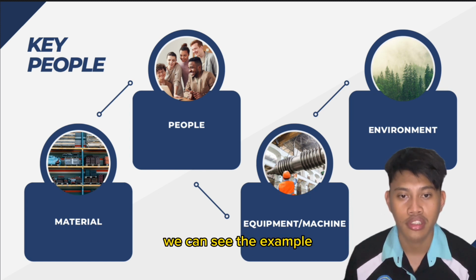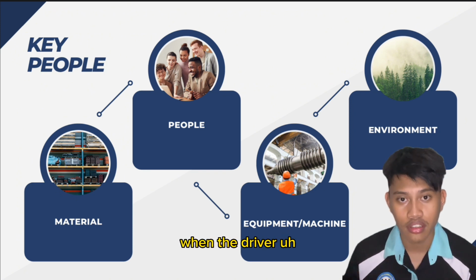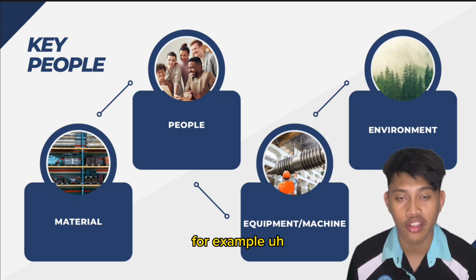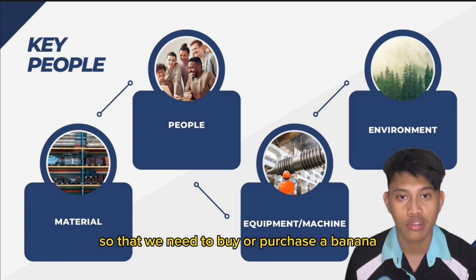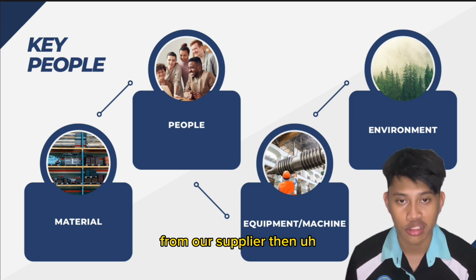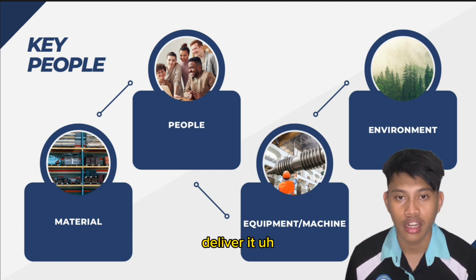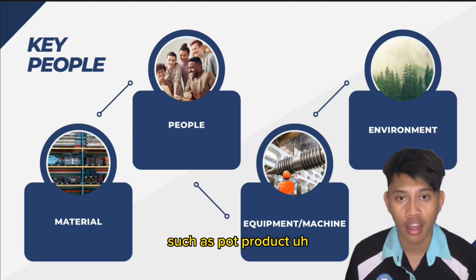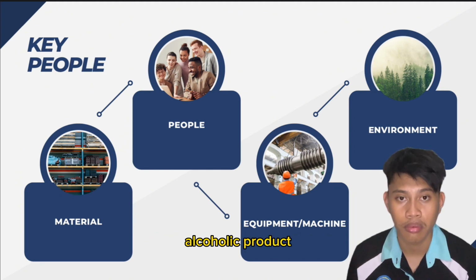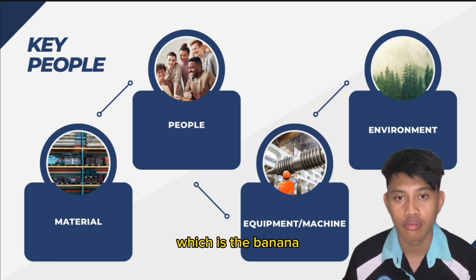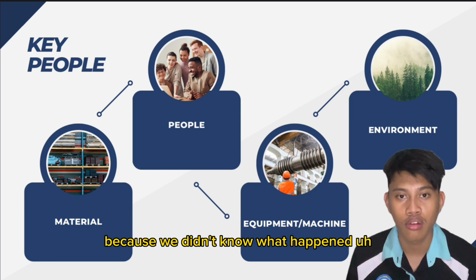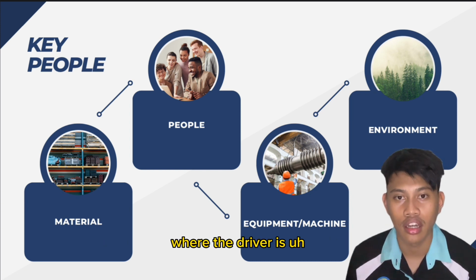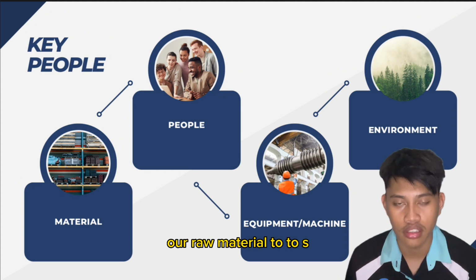For the material, we can see the example at the receiving area, when the driver delivers our product, which is our raw material. For example, we are making banana chips, so we need to purchase bananas from our supplier. Then the driver delivers it with the same lorry that delivers other non-halal materials such as pork products, alcoholic beverages, or alcoholic products. In this case, we can see our material, which is the banana, can be contaminated because we didn't know what happened while the driver was delivering our raw material to us.